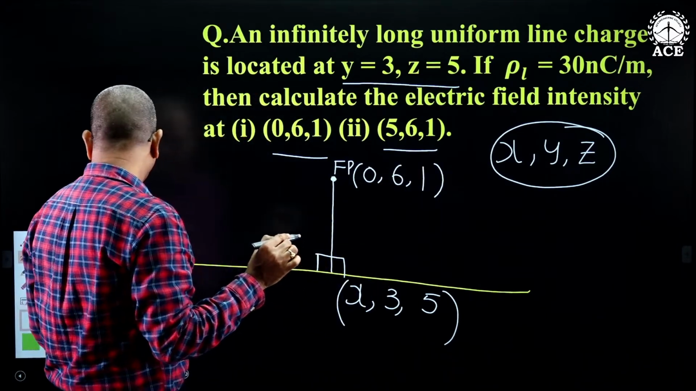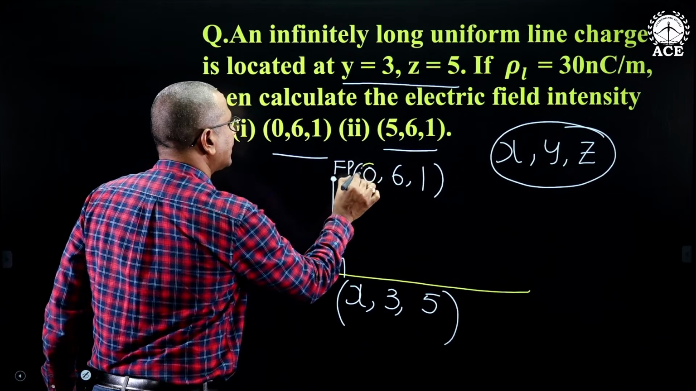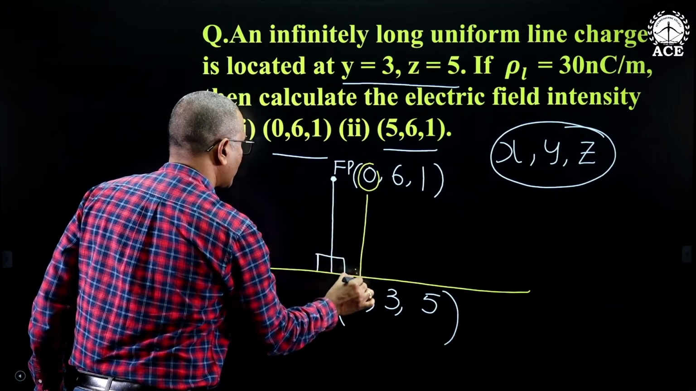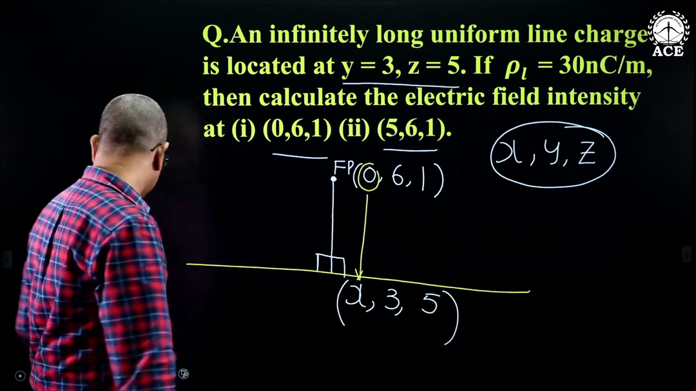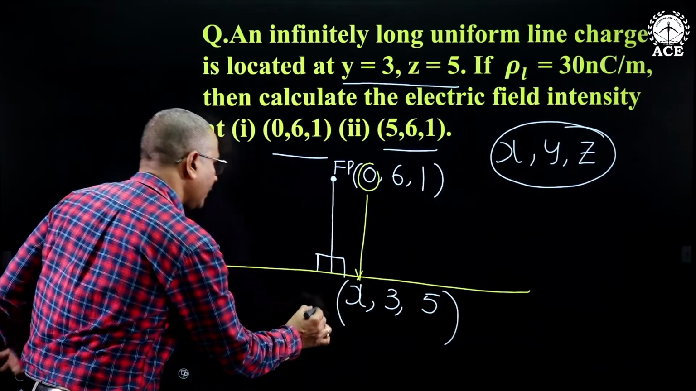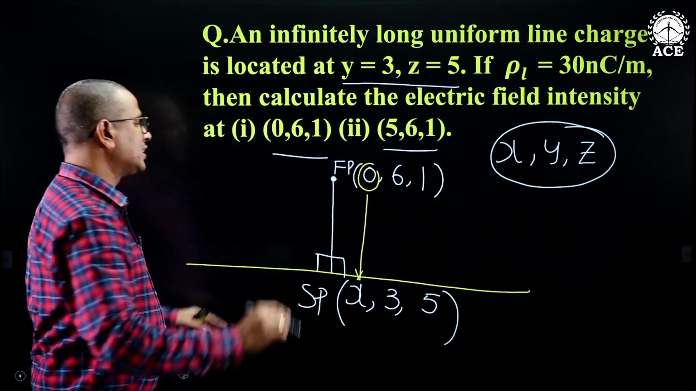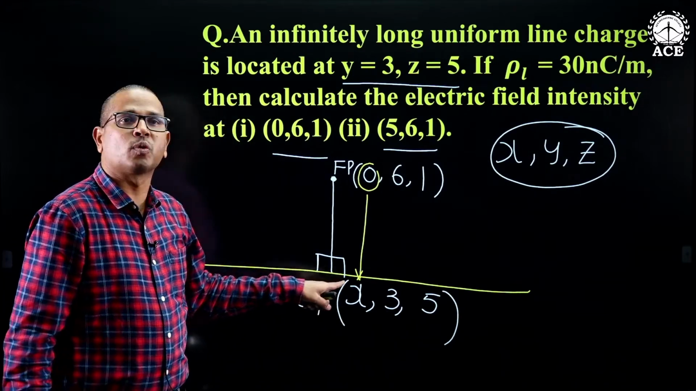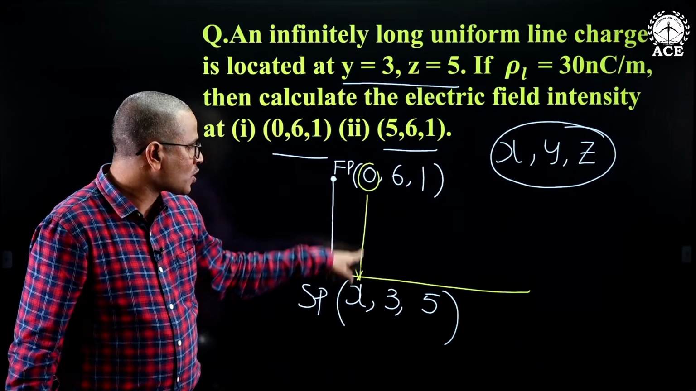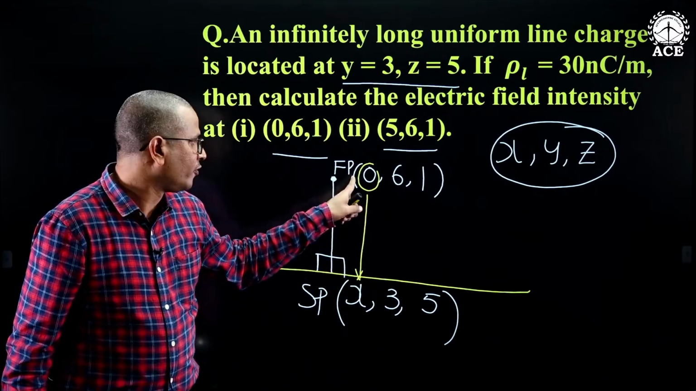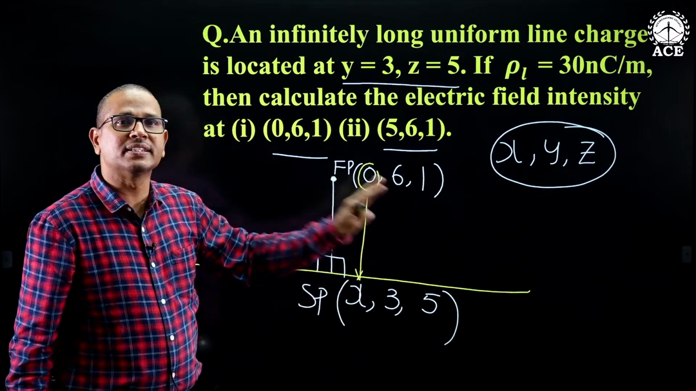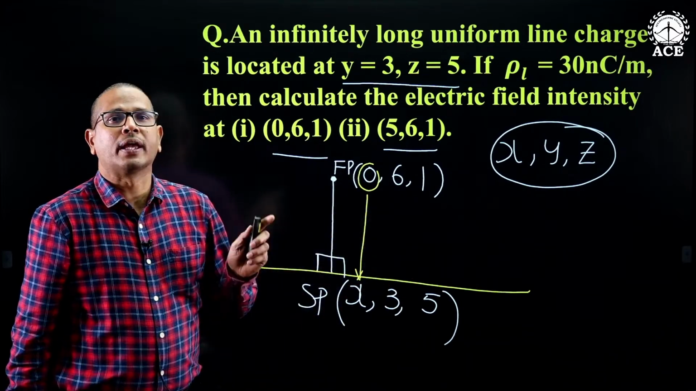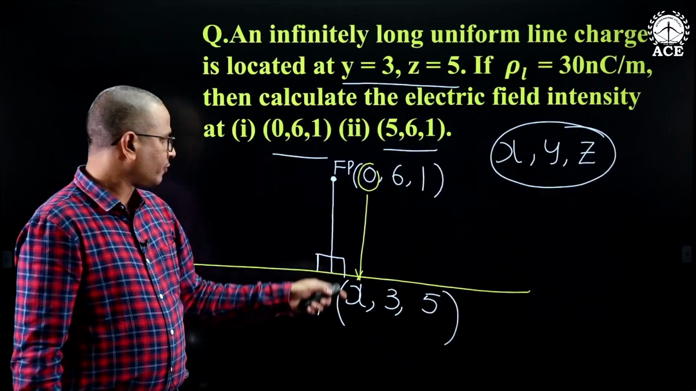Whichever coordinate is missing, that missing coordinate you can drop towards the source point. That is what I have told. Source point coordinates. This is a source point, this is my SP. The source point coordinates can be obtained by dropping the foot of perpendicular from the field point onto the source point. Very simple. Whichever coordinate is missing, you can get it from the field point itself.